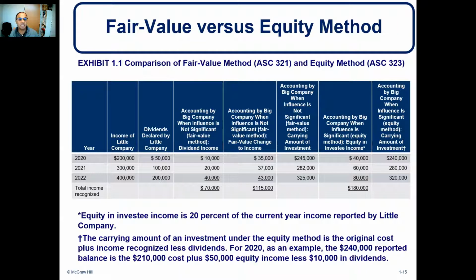Then in the following year, the amount jumped to 282. If we subtract 282 minus 245, we get 37. In the third year, the fair value jumped to 325, minus 282, we get 43. So how do we get these numbers? Subtracting the market value of one year from the prior year. The next point is, how about the income?